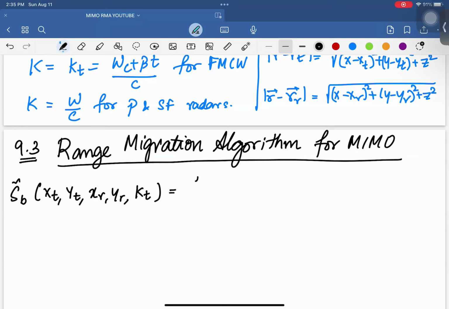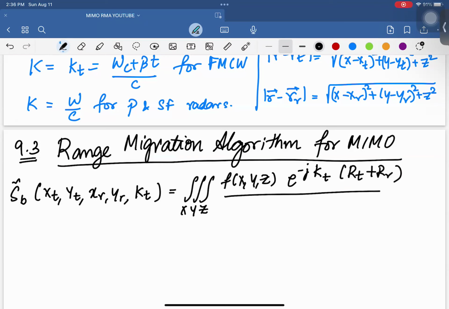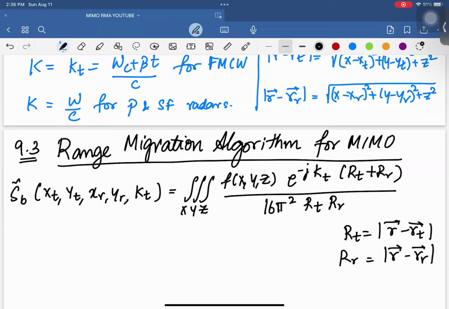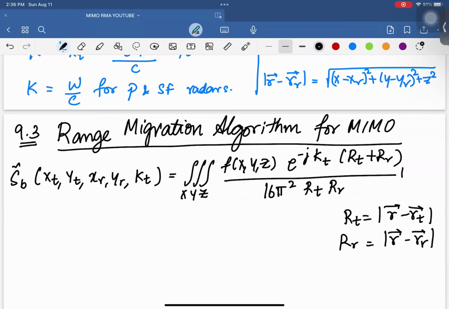So we saw that this is triple integral xyz of f of xyz e to the minus j kt, let's say rt plus rr, divided by 16 pi square rt rr, where rt is modulus of r minus rt and rr is modulus of r minus rr. And of course we have the dx dy dz here.